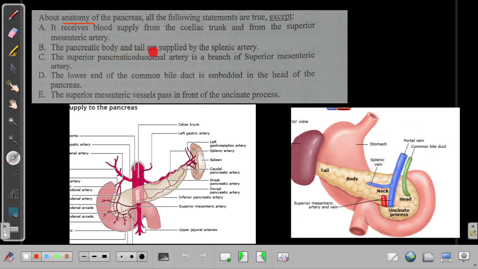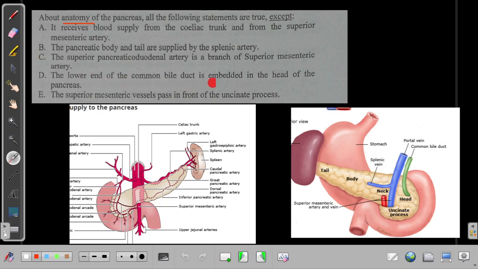The pancreatic body and tail are supplied by the splenic artery, which is true. Here is the splenic artery; it supplies the pancreatic body and tail. The superior pancreatico-duodenal artery is a branch of the superior mesenteric artery. This is wrong, untrue. This is the exception. As a matter of fact, the superior pancreatico-duodenal artery is a branch of the gastroduodenal artery, which is a branch of the common hepatic artery arising from the celiac trunk. So this statement, the exception, is untrue.